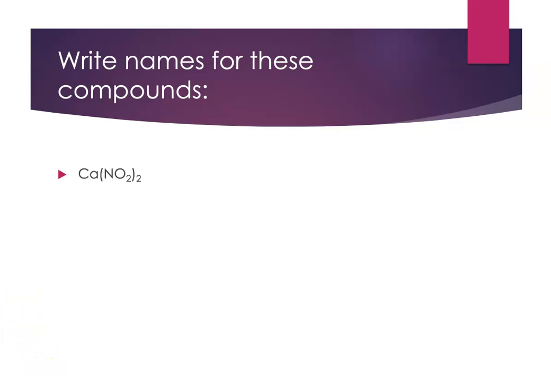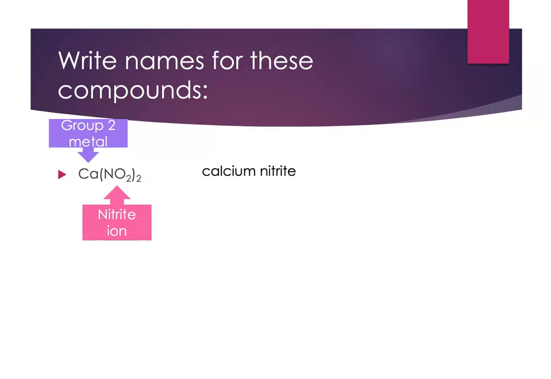So if the compound is Ca(NO2)2, let's pull this apart. The cation is a group 2 metal. It's a calcium ion. And then the anion is the nitrate ion. I've got 2 copies of it, but it's the nitrate ion. So the name is calcium nitrate. Since calcium's a group 2 metal and it only ever forms a +2 charge, I don't need a Roman numeral, just calcium nitrate. Let's do another example.